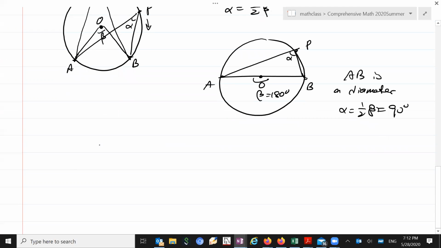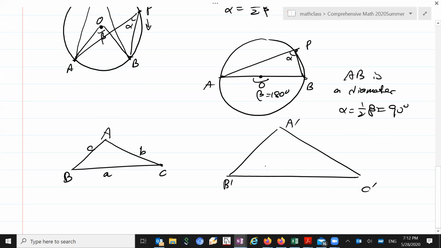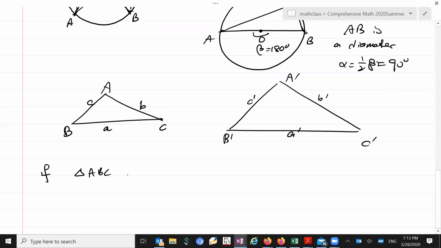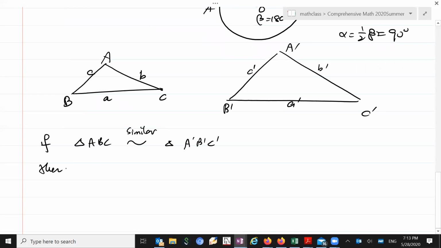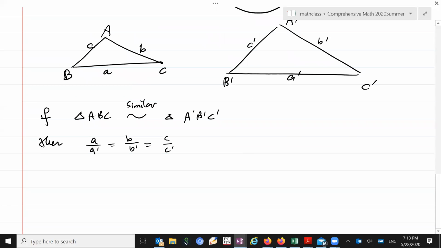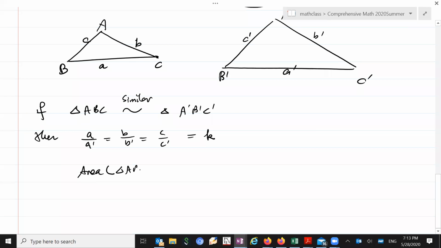Second property is if you have two similar triangles, ABC, and this is A, that's B, that's C. Another triangle much larger, A prime, B prime, C prime. This is C prime, B prime, A prime. So if the triangle ABC is similar to the triangle A prime, B prime, C prime, then you will get A over A prime equals B over B prime equals C over C prime, right? Most important thing is, if this is called K, the factor, then the area of the triangle ABC over the area of the triangle A prime, B prime, C prime is going to be A over A prime squared, which is going to be K squared, the square.